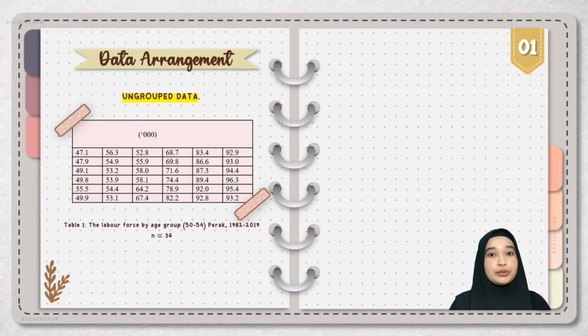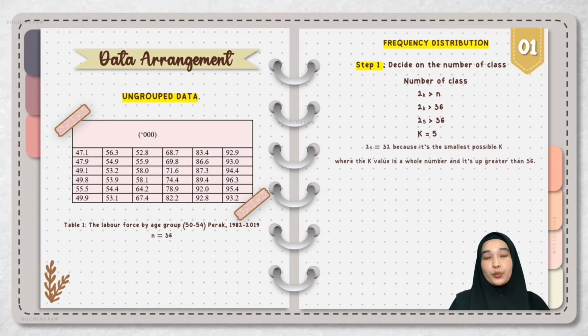So the data can be described by using a table and graph. There are three types of table that can be used to describe the data, which are frequency distribution, relative frequency distribution, and also cumulative frequency distribution. For constructing the frequency distribution, it uses 5 steps. Alright, let's look at step 1. Step 1, we have to decide on the number of classes.